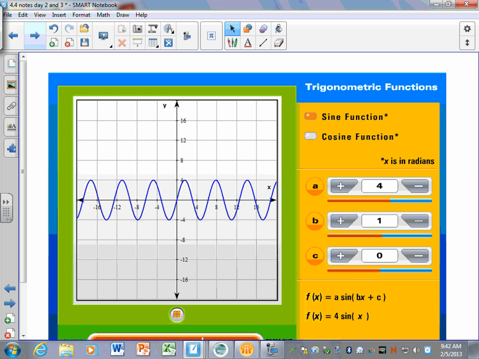You don't even have to write this down. Look at this cool little thing I got in all my pictures. I found this too. This just kind of shows you what A, B, and C do to these problems, right? A is the amplitude, B is the number in front of x, and C is this.